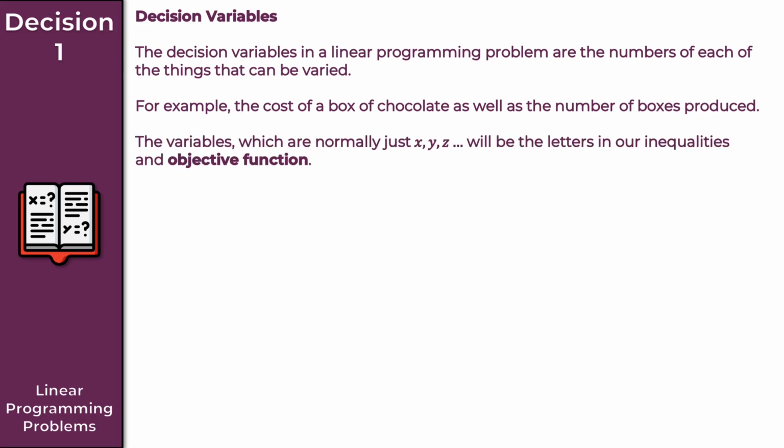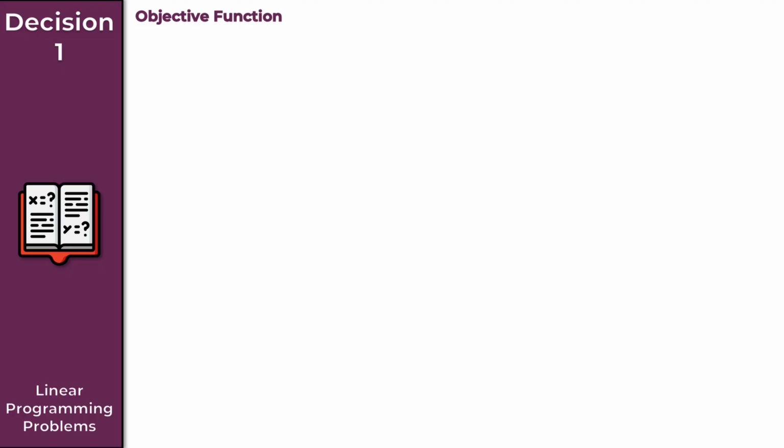Now, the variables, which are normally just x, y, z, etc., will be the letters in our inequalities and also our objective function. As you can see, I put objective function in bold because this is the next thing that we need to learn about. So let's take a quick look at the objective function. The next part of a linear programming problem that we need to learn about is what's called the objective function.